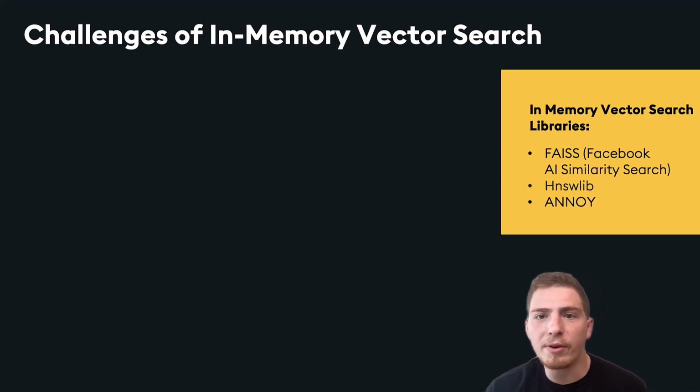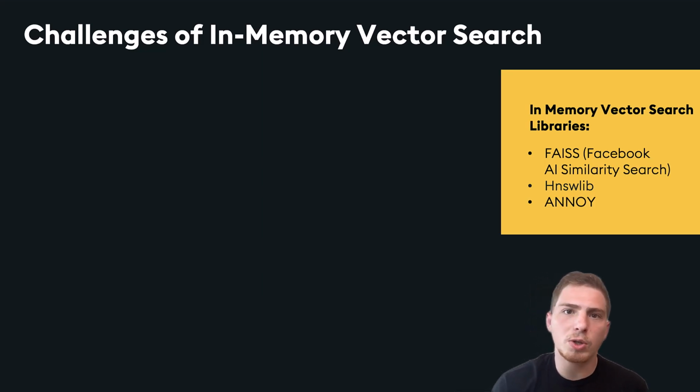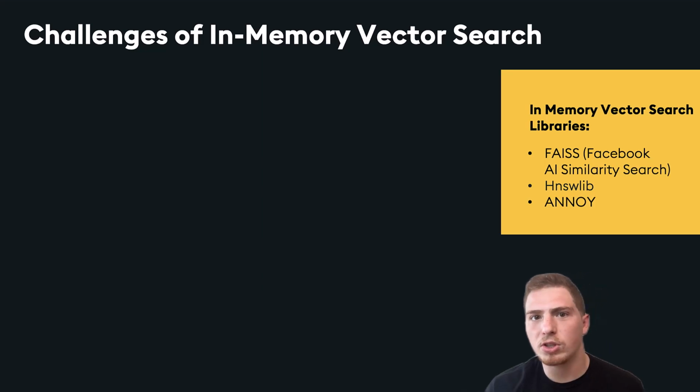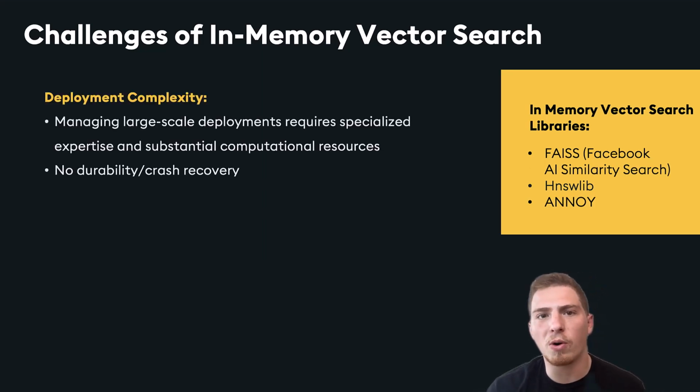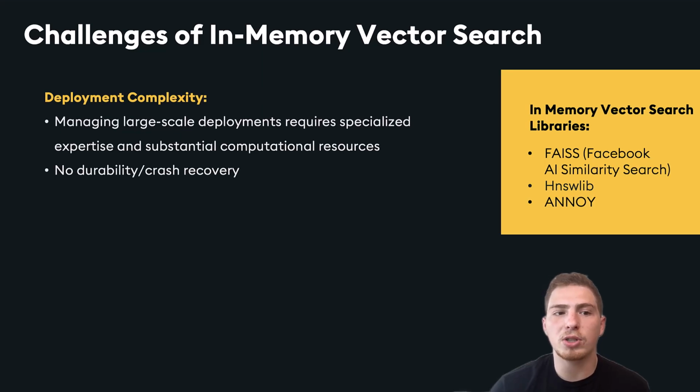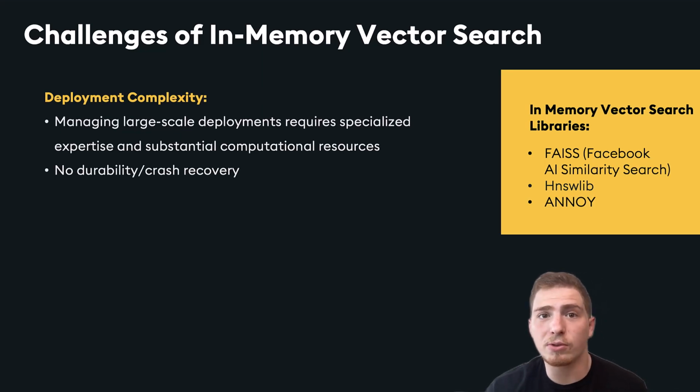Now, these in-memory vector search libraries have one main advantage. They're faster than vector databases, but they have a slew of disadvantages. The first is that they're way too hard to deploy. In practice, if you're trying to create a large-scale deployment of one of these libraries, you likely need specialized expertise and substantial computational resources. In addition to this, it's very difficult to predict in advance how much one of these deployed instances is going to cost.